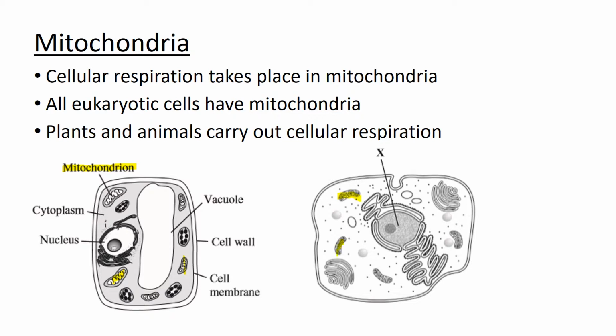So the point, you have to be able to recognize these as mitochondria, by the way. But the point here is that plant and animal cells have mitochondria because both plant and animal cells have to carry out cellular respiration, because both types of cells need ATP to power their cellular processes, to power all the things that they do.